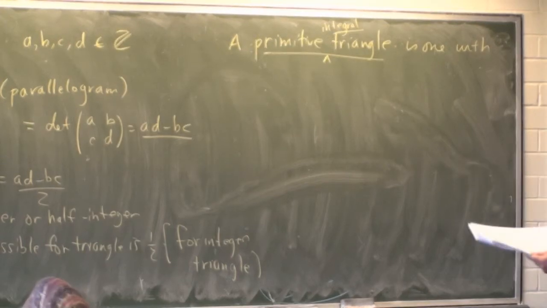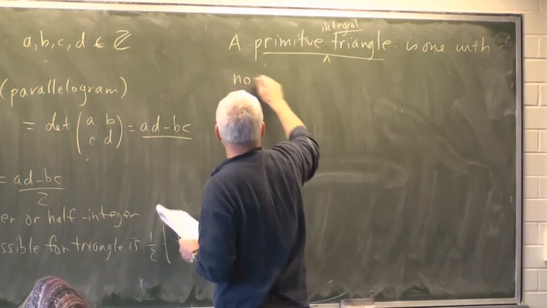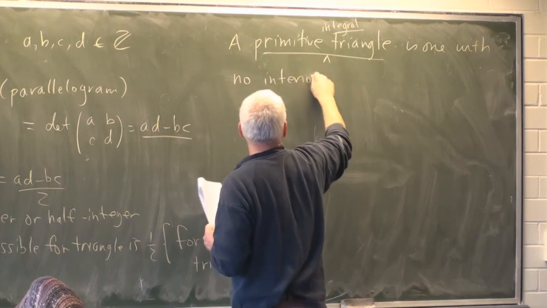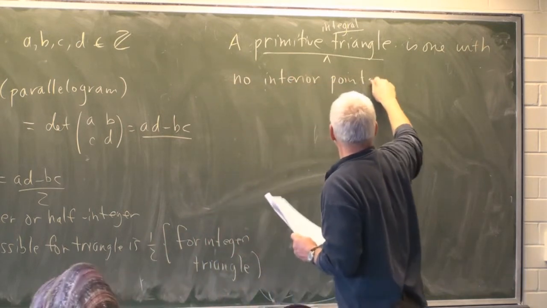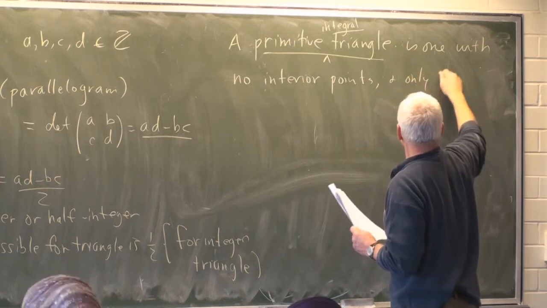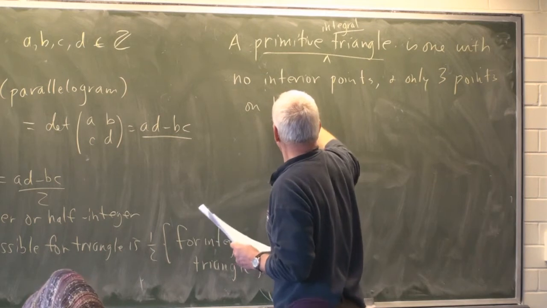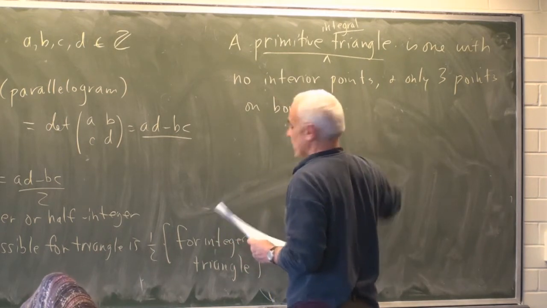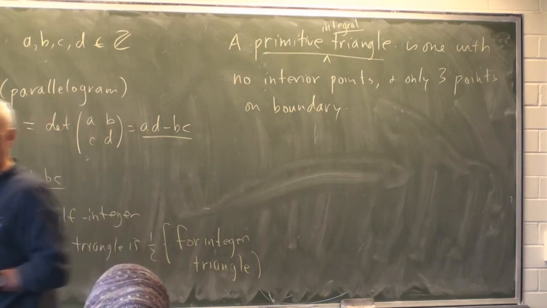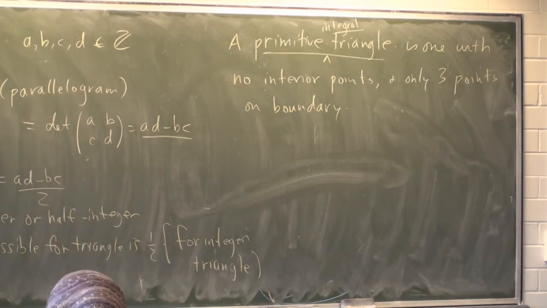But a primitive such triangle is one with no interior points and only 3 points on the boundary. And Pick's Theorem, it's a special case then, the special case when we just have a triangle for which there's 0 interior points, 3 points on the boundary. Pick's Theorem is telling us that such a primitive triangle has area a half.